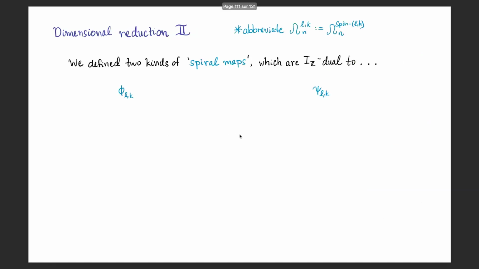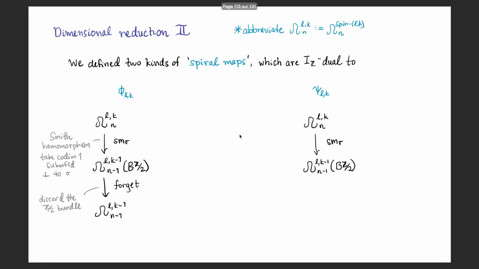So in order to leave time for questions, let me just flash up on the screen. We defined two kinds of dimensional reduction maps. Each of them involves a Smith homomorphism, but it also involves a second step here.